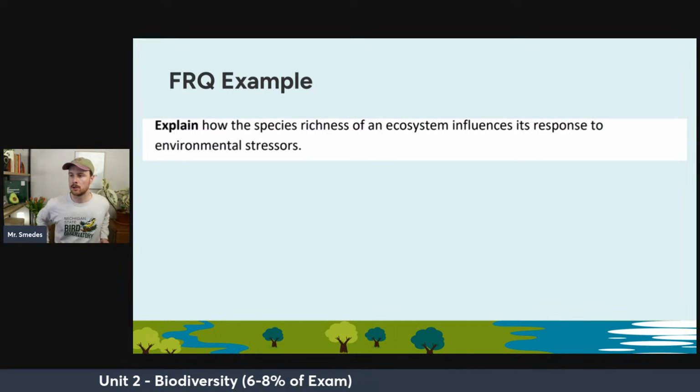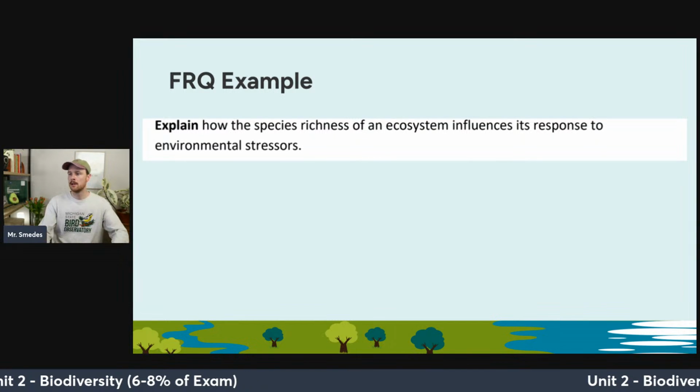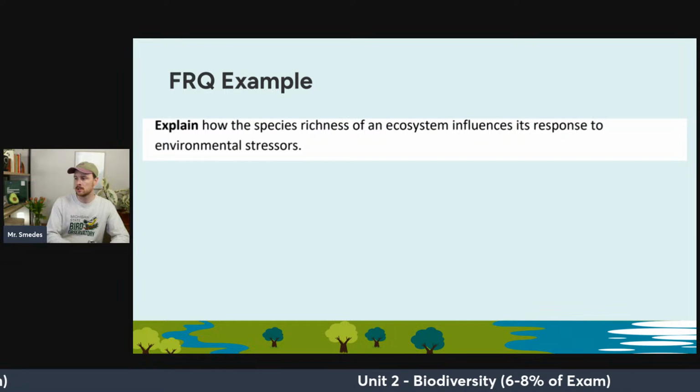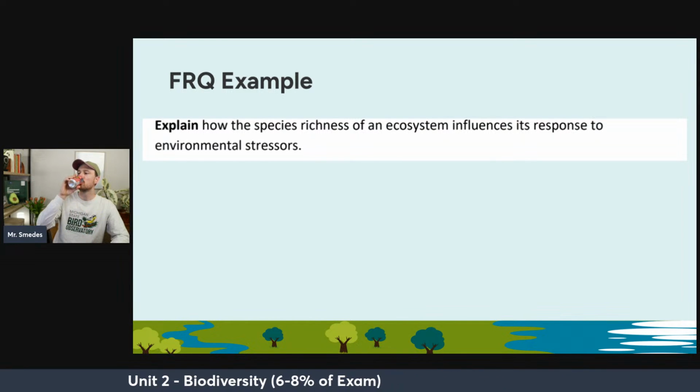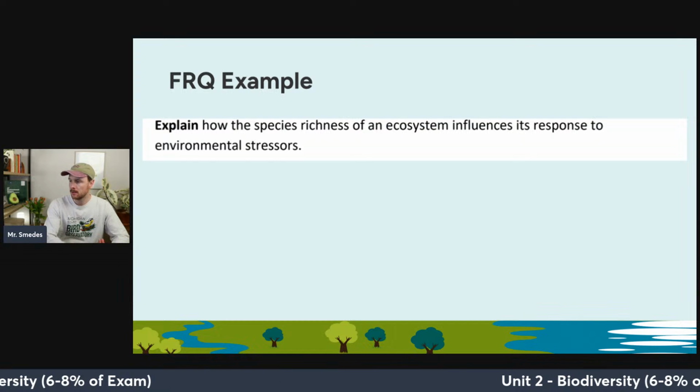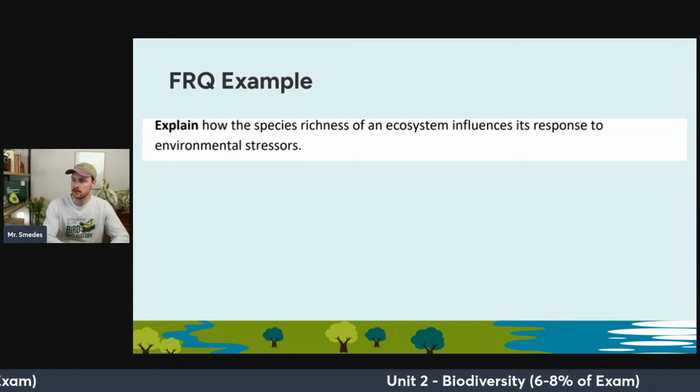Great. Let's take a quick look at an FRQ example. Explain how species richness of an ecosystem influences its response to environmental stressors. So see if you can answer this.